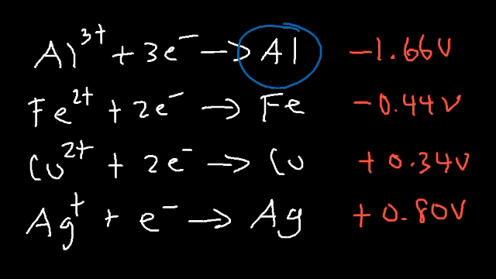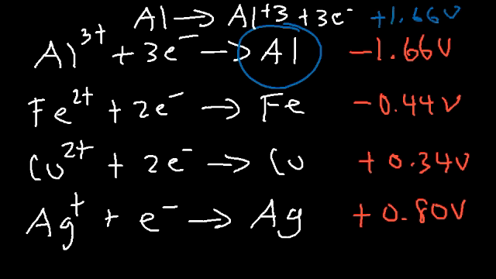Now, the most powerful reducing agent is the one who really wants to give away electrons, and that's going to be aluminum, because if you reverse the reaction, it's going to be the most spontaneous reaction. Aluminum wants to give away 3 electrons, and the cell potential is very high. It's positive 0.166. The higher the cell potential, the more spontaneous that reaction is. And that's why aluminum is the strongest reducing agent out of everything that's listed here.